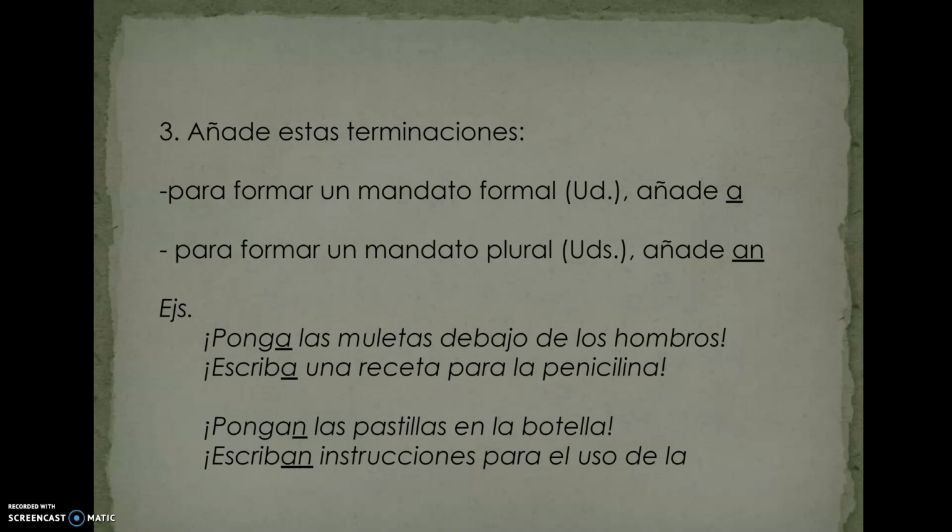And then for a couple of examples of mandatos plurales, plural commands, pongan las pastillas en la botella, put the pills in the bottle. And escriban instrucciones para el uso de la medicina. Sorry about that there. I had to click again for that to come up. Okay, so write instructions for the use of medication.